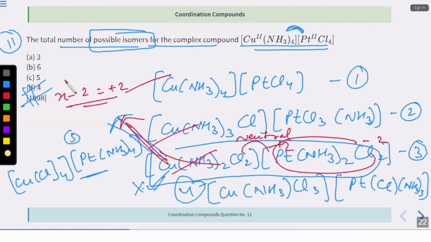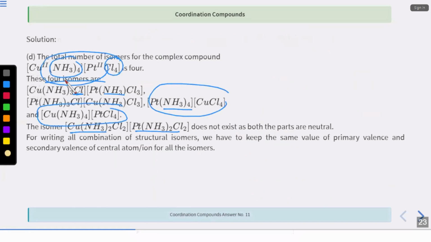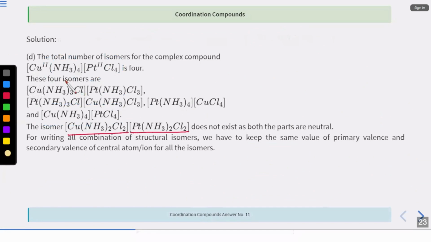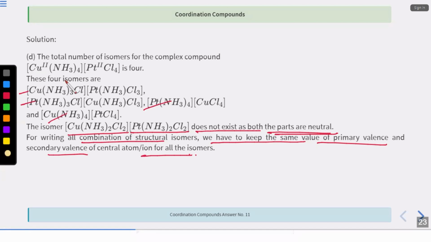So one is this, second is this, third is this, and fourth is this. So answer would be 4 only, but this can't exist because both are neutral. So this is the fourth one. Okay. You can read here also. This compound NH3 twice Cl2 does not exist as both parts are neutral. For writing all combinations of structural isomers, we need to keep the value of primary valency and secondary valency of all the isomers. But in this case, it is becoming neutral, so I can't do that. So these are my four isomers: first, second, third, fourth. Okay. So let's move ahead.